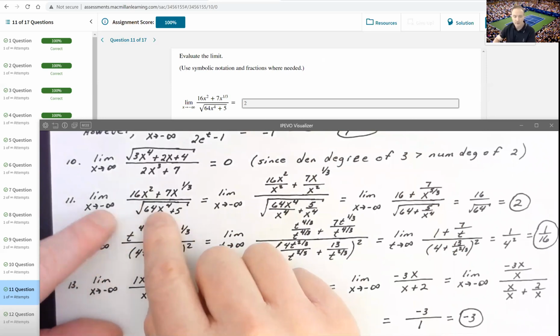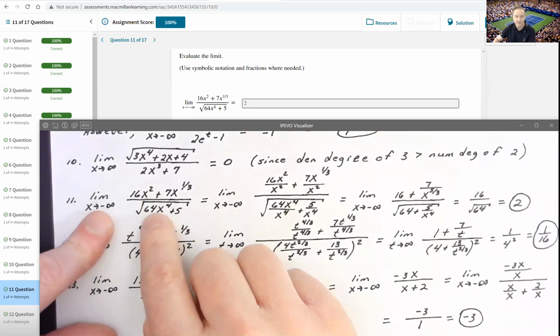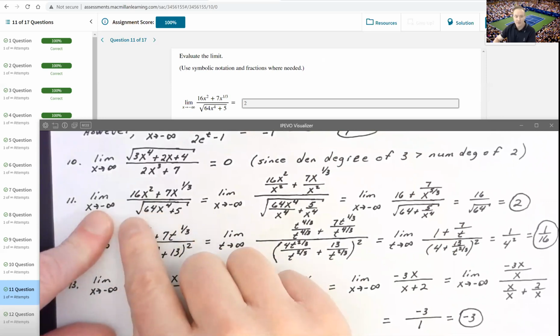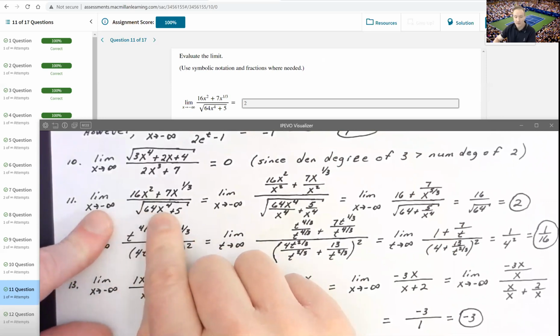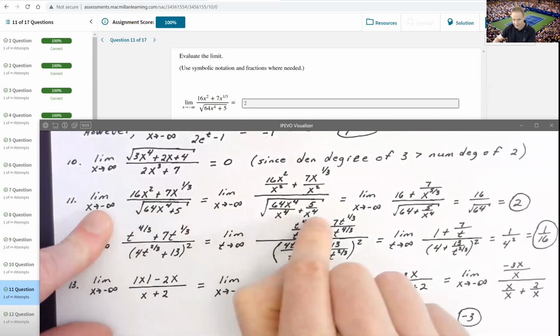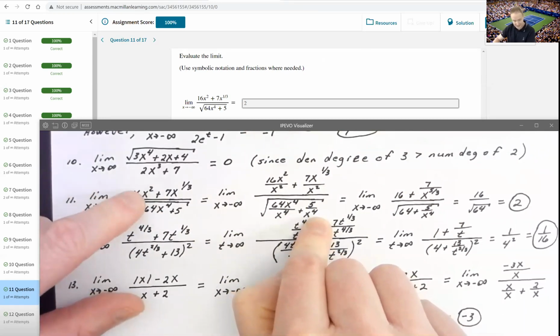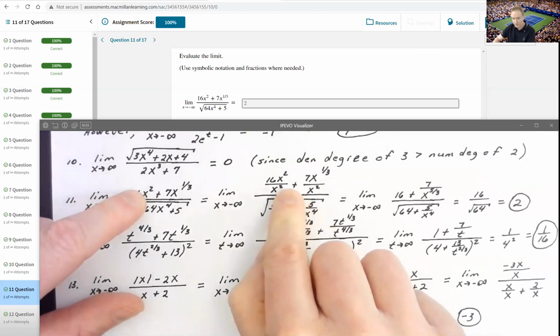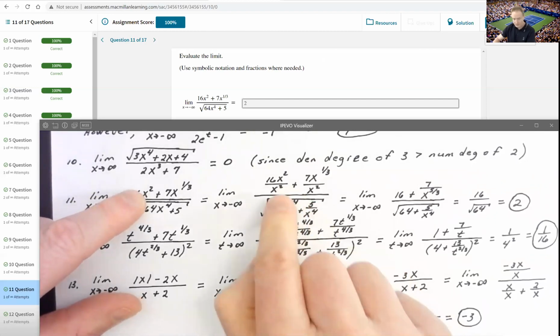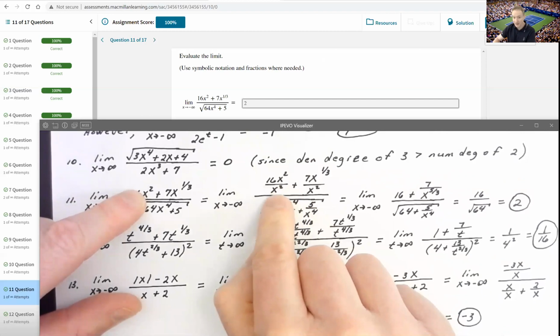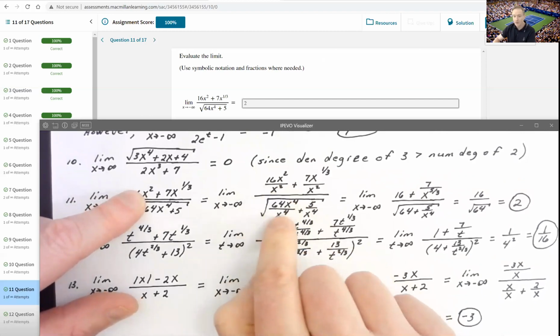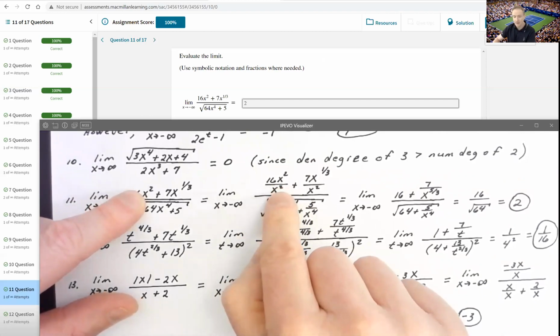So here's how I do that. I say, well, all right, since I have that square root of x to the fourth in the denominator, I'm going to divide by an x to the fourth inside of both of those terms inside the root. Now, divide by that exact same term in the numerator. And you might say, you're not dividing by the same term. Yes, I am. The square root of x to the fourth is x squared.